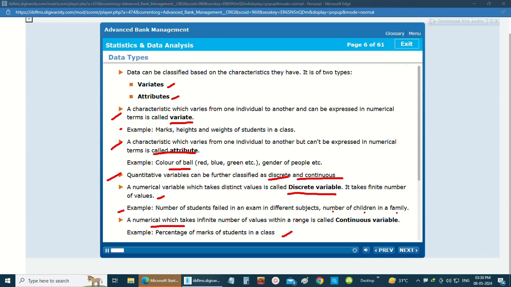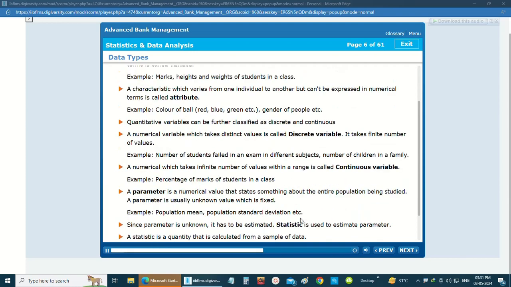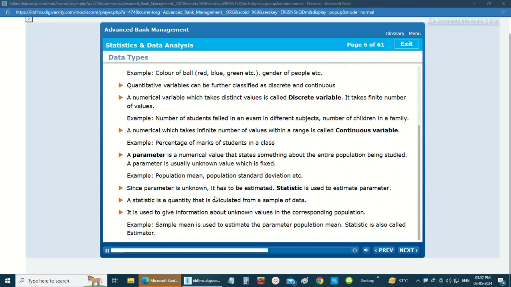A parameter is a numerical value that states something about the entire population being studied. A parameter is usually an unknown value which is fixed. Example, population mean, population standard deviation, etc. Since a parameter is unknown, it has to be estimated. A statistic is used to estimate a parameter.